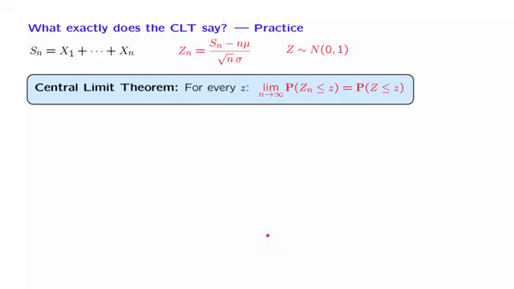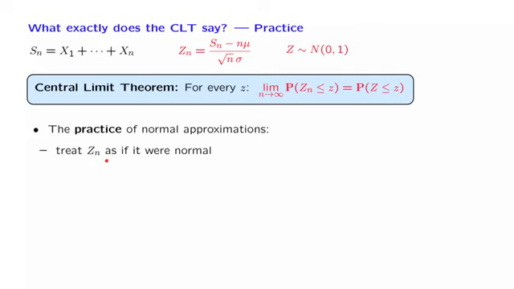And finally, there is the practical side. What exactly does it say and how do we use it? Since the CDF of Zn can be approximated by the CDF of a standard normal, this means that in practice we can treat the random variable Zn just as if it were a standard normal. But now we notice that Sn is obtained as a linear function of Zn. Namely, the definition of Zn gives us this formula. So Sn is a linear function of Zn.